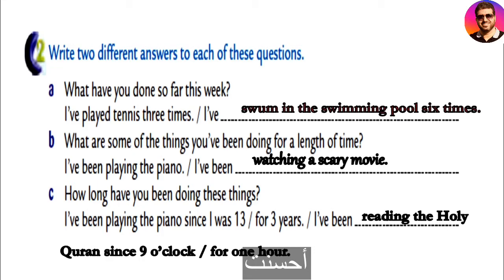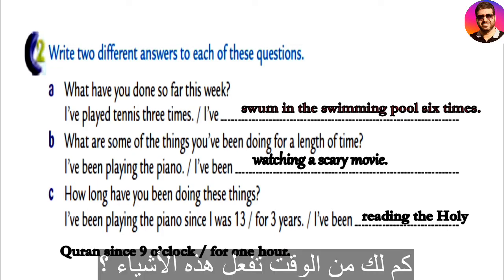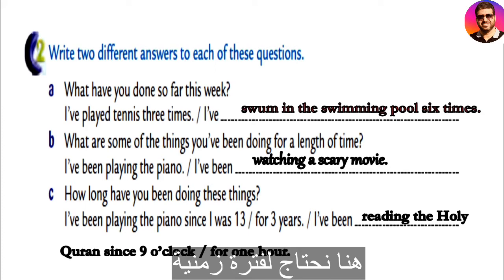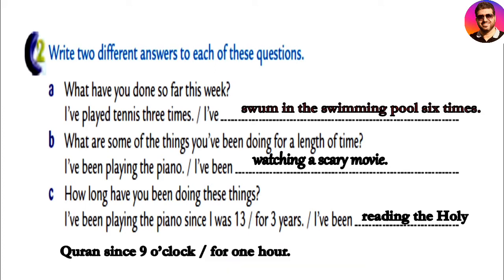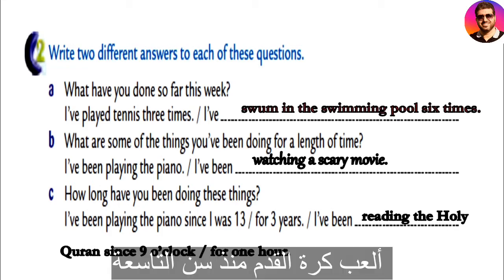Okay, the last one. How long have you been doing these things? Here I need a period. So I say I have been playing the piano since I was 13, or I can say for 3 years. Now we need another answer. How long have you been doing this thing? I have been playing football since I was 9.